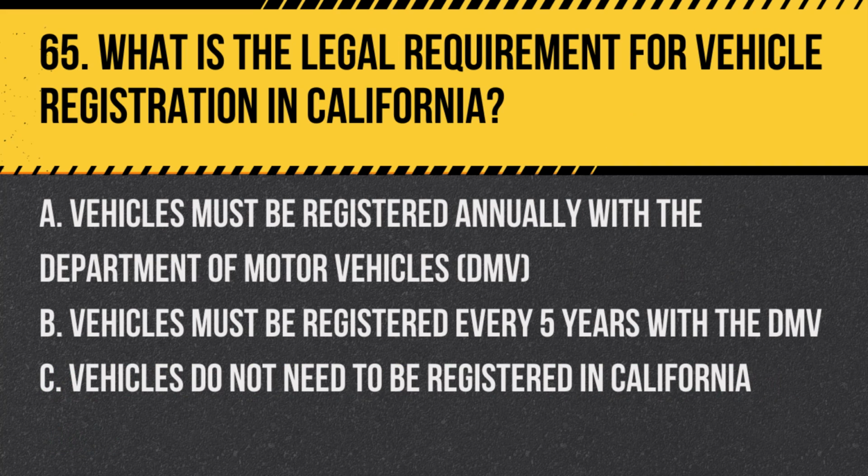Question 65. What is the legal requirement for vehicle registration in California? A. Vehicles must be registered annually with the Department of Motor Vehicles, DMV. B. Vehicles must be registered every 5 years with the DMV. C. Vehicles do not need to be registered in California. Answer: A. Vehicles must be registered annually with the Department of Motor Vehicles, DMV. In California, vehicles must be registered annually with the Department of Motor Vehicles, DMV, to legally operate on public roads.